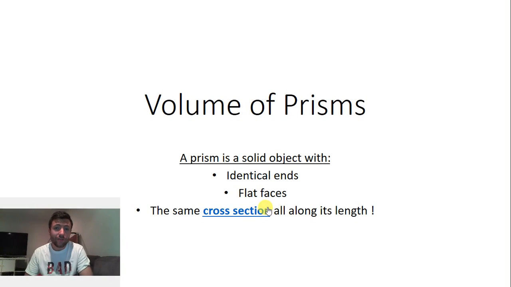Hi guys, we're going to look at volume of prisms. A prism is a solid object with identical ends, flat faces, and has the same cross section along its length. And we'll look more into what those things actually mean when we get into it.